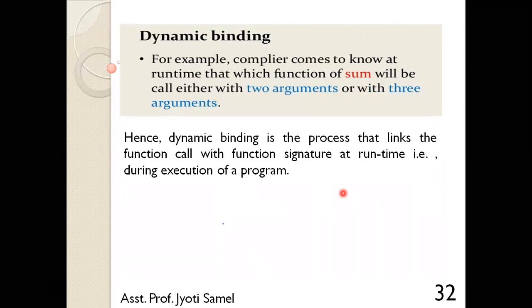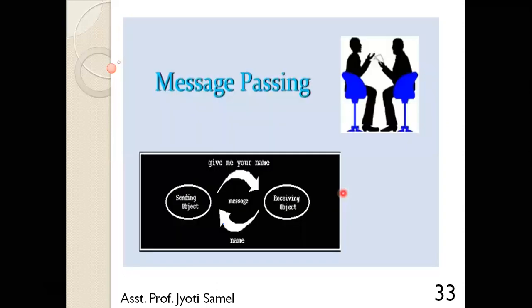For example, the compiler comes to know at runtime which function of sum is to be called, either the two-argument or the three-argument one. Hence, dynamic binding is a process that links the function's calls with the function signature at runtime or during the execution. Here we are moving ahead with message passing.